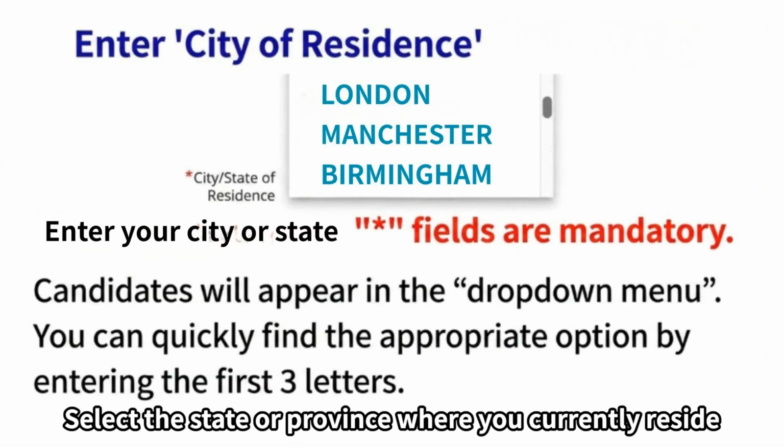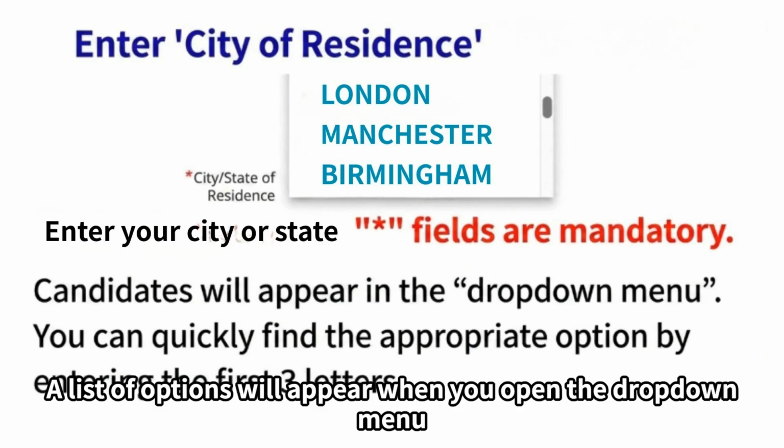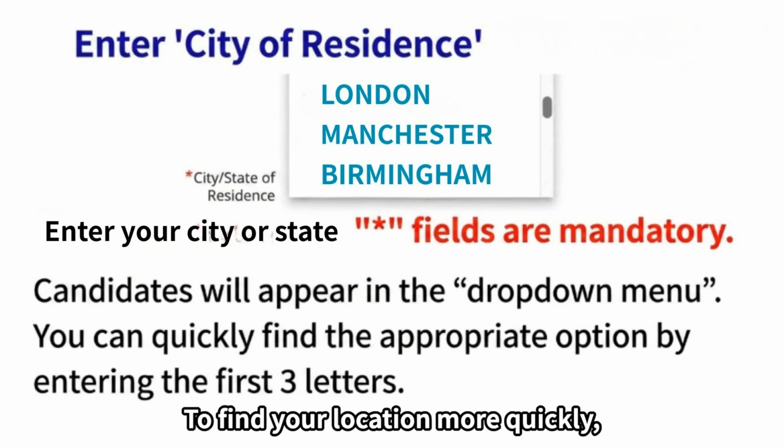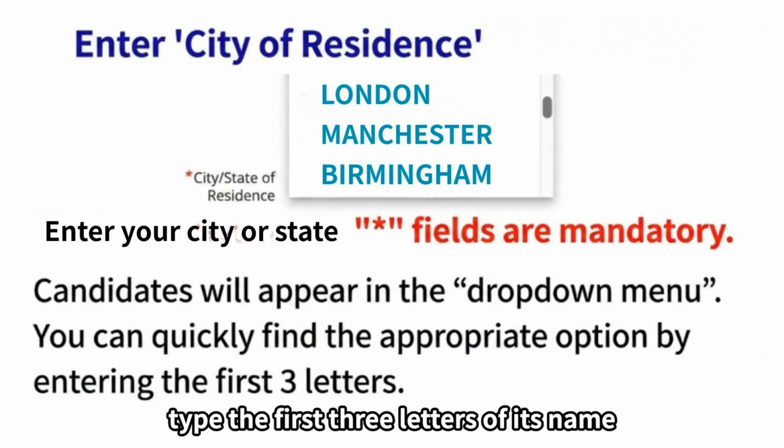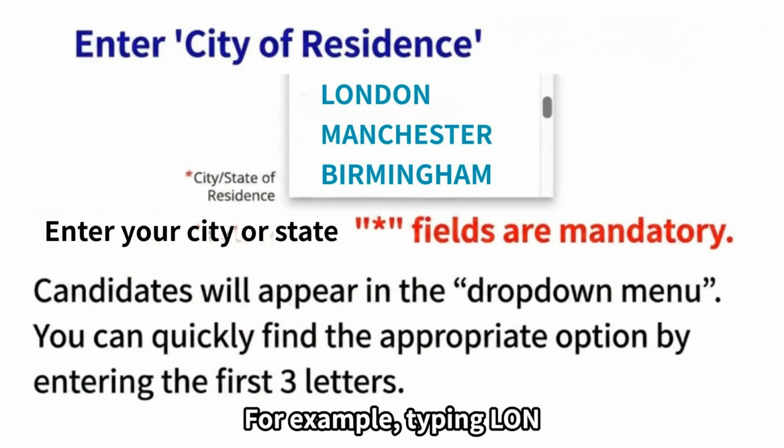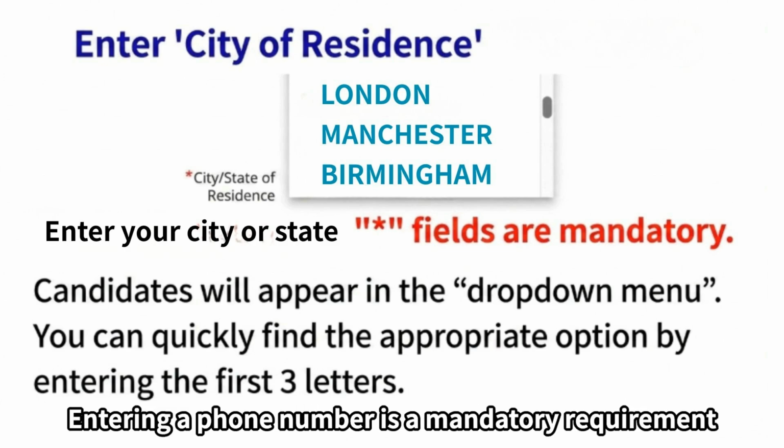Select the state or province where you currently reside. A list of options will appear when you open the drop-down menu. To find your location more quickly, type the first 3 letters of its name. For example, typing LON will bring up London.